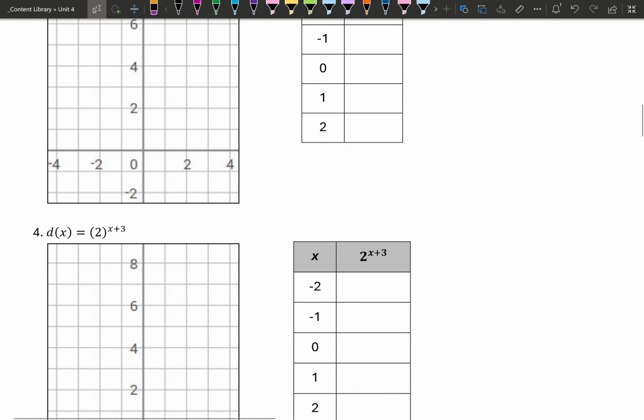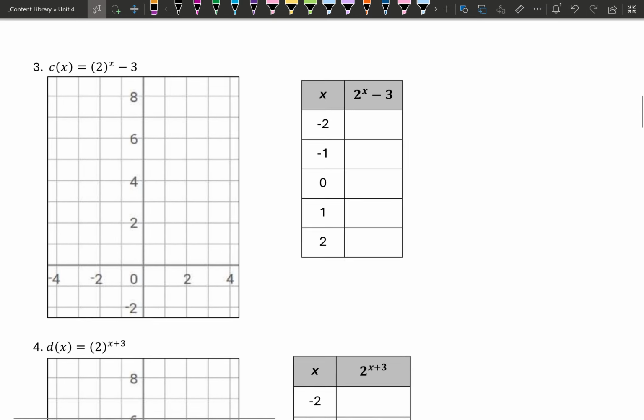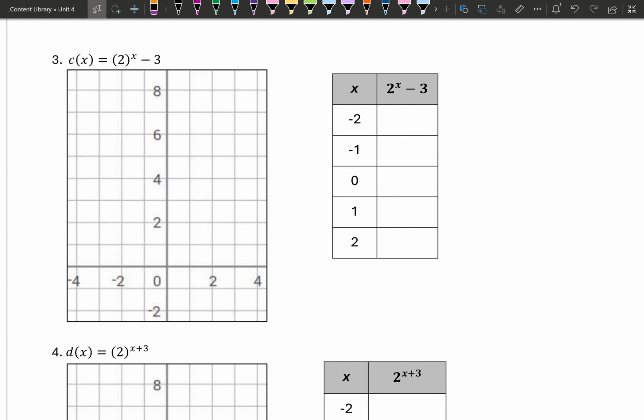All right, let's do the next one and see what happens. All right, plugging this into my calculator. When I plug in -2, I get -2.75. When I plug in -1, I get -2.5. When I plug in 0, I get -2. When I plug in 1, I get -1, and when I plug in 2, I get +1. Let's graph that. I'm actually going to just expand my graph a little bit.